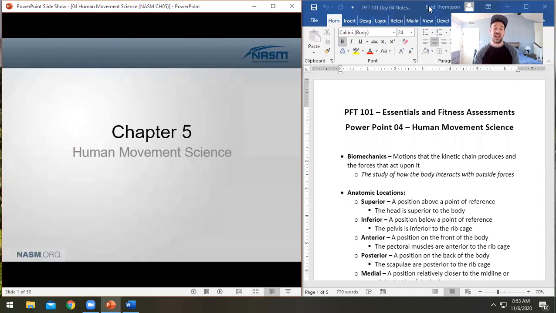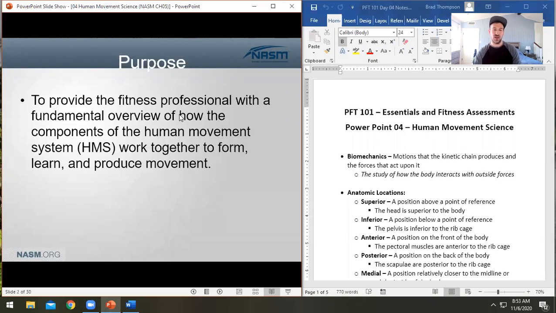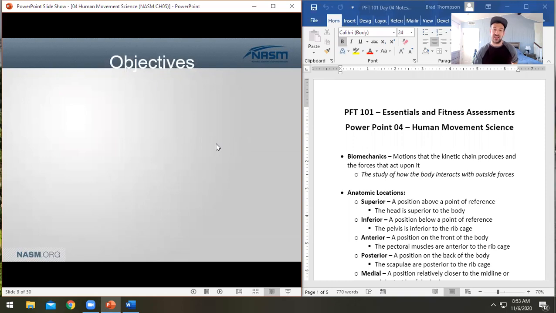So we are looking at human movement science today. The purpose of this lesson is to understand the components of our human movement system. So we're going to look back at the muscular, nervous, and skeletal systems. Then we're going to talk about how those three systems actually produce movement, right? And then we're going to talk about how we've labeled those movements so that we, as exercise professionals or health professionals or whatever you want to call us, can have a standard language to speak. That way there's nothing left for interpretation, right? That's really the key thing we're looking at here.